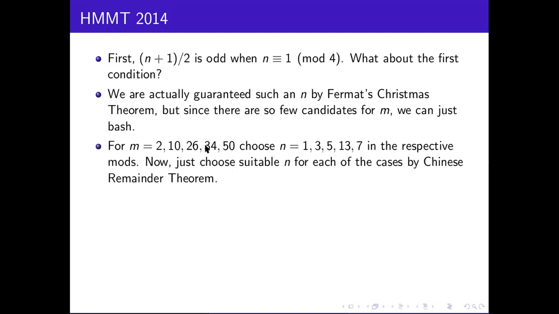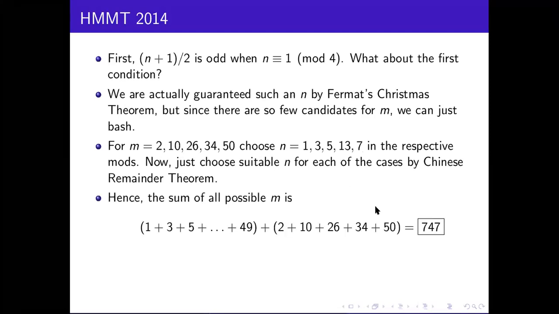So for m equal to 2, 10, 26, 34, and 50, choose n equal to 1, 3, 5, 13, and 7 in the respective mods. And we'll see that n squared is always -1 mod whichever m, and n plus 1 over 2 is odd. We can guarantee this by doing Chinese remainder theorem on mod 4 and mod m over 2. So all of these cases work.